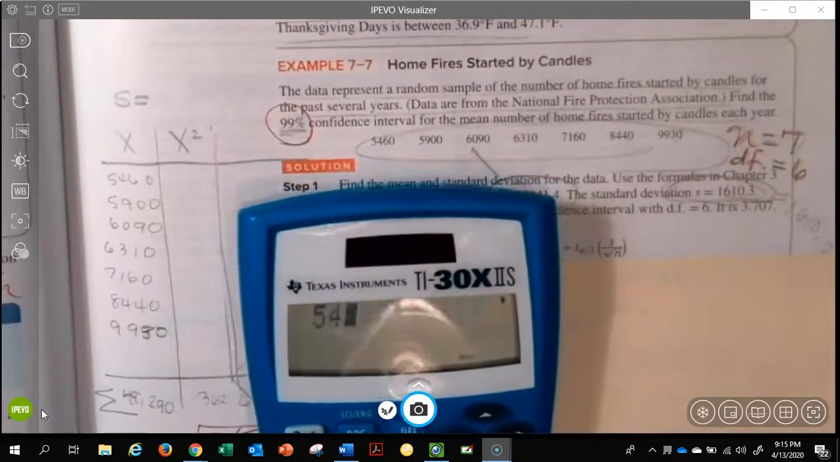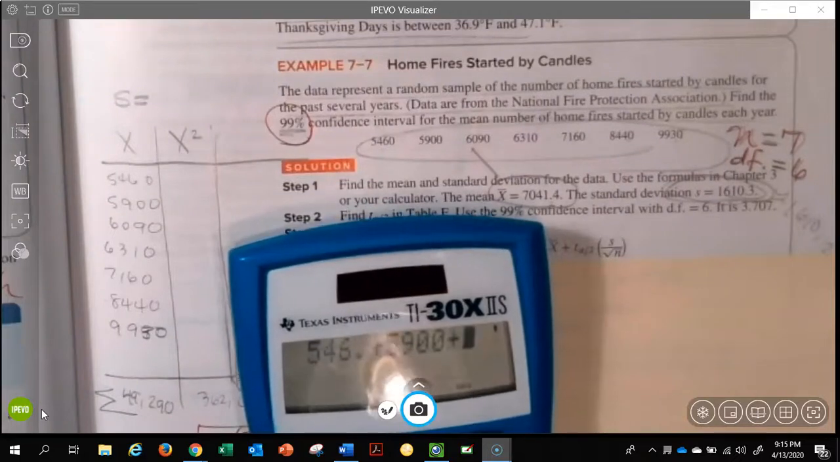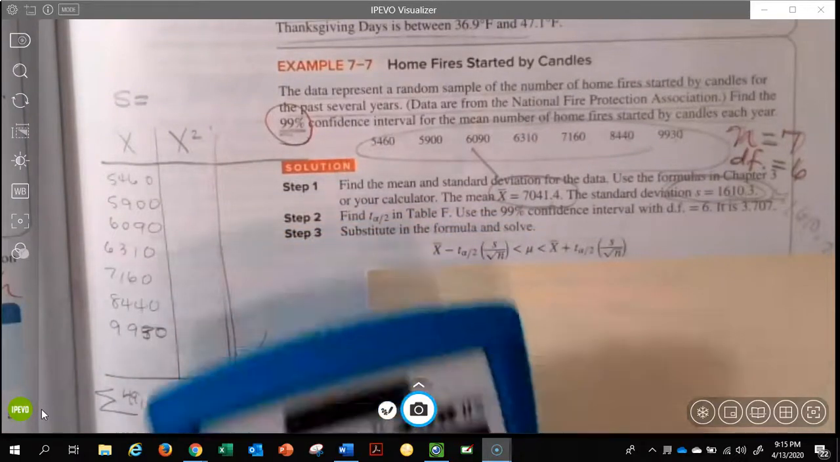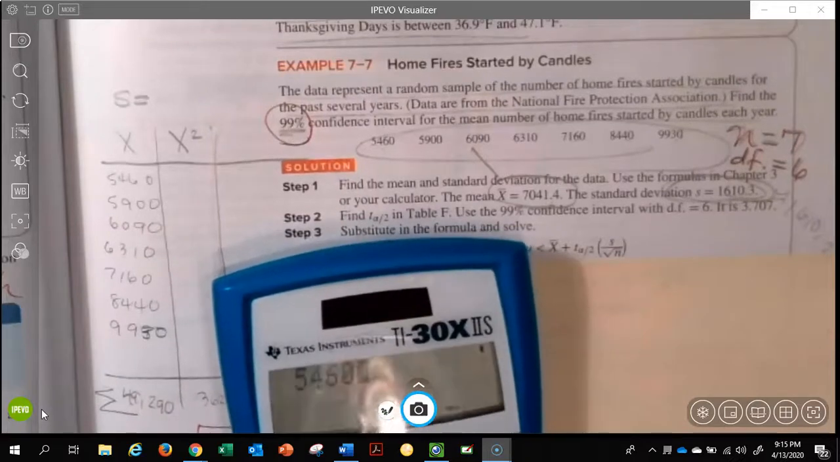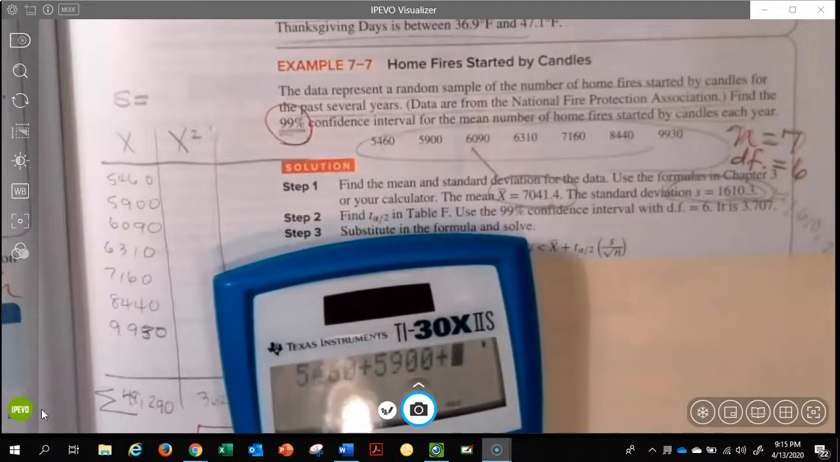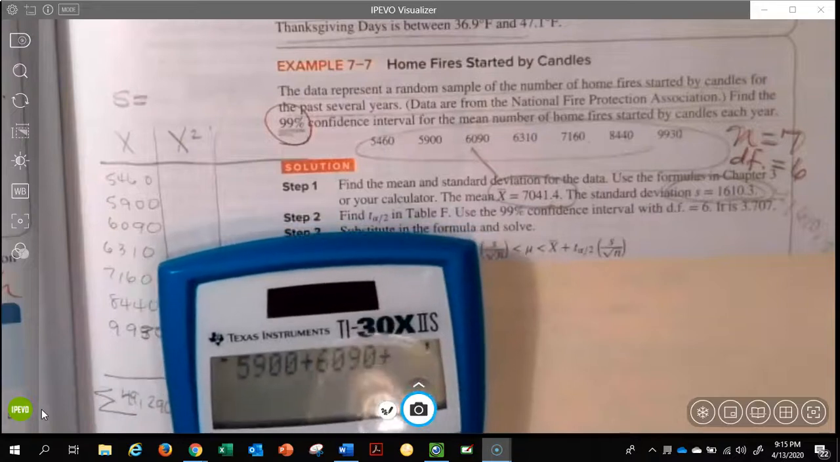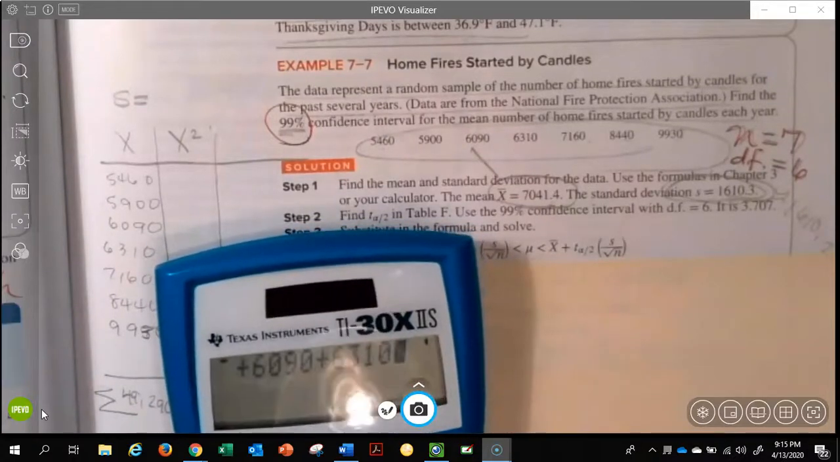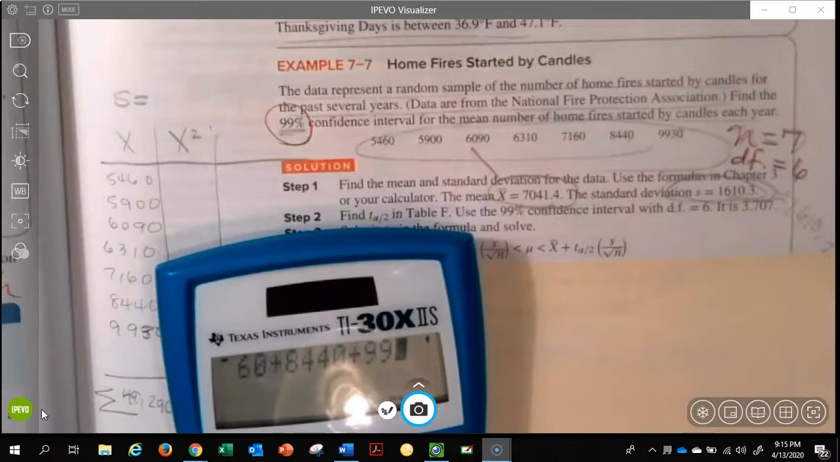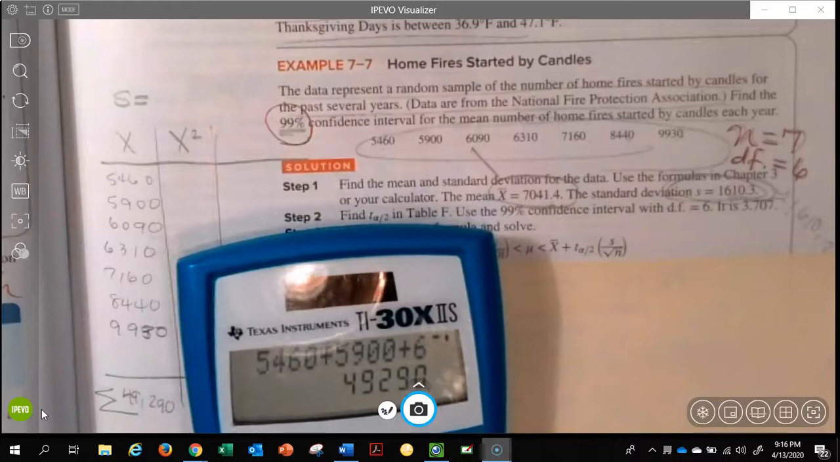I'm going to punch in the 5460 plus 5900 plus, and I should be checking. See, I've already typed something in wrong. 5460 plus 5900 plus 6090 plus, and I should be double checking it, and I'm not. 6310 plus 7160 plus 8440 plus 9930. So what you're doing right now is our class time, and it should be just like we are in class.